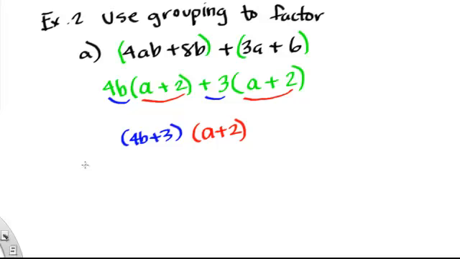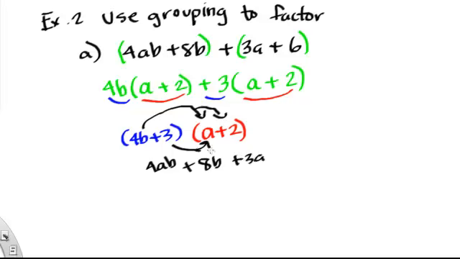How can I make sure that this is correct? Well, I can FOIL this. So if I FOIL it, 4b times a will be 4ab. 4b times 2 is 8b. 3 times a is 3a. And 3 times 2 is 6, which is what we originally had. So our final answer would be 4b plus 3 times a plus 2.